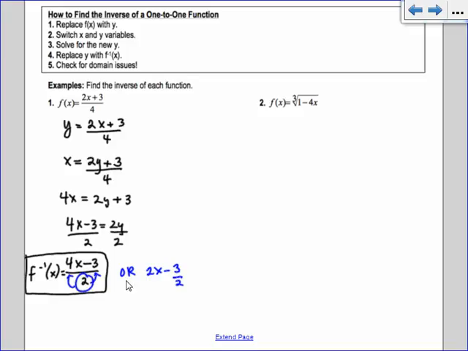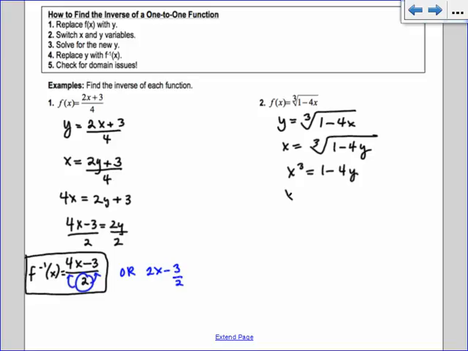All right, so next one. We have f of x equals the cube root of 1 minus 4x. So we have y equals the cube root of 1 minus 4x. We switch our x and y. You with me? We solve for the new y. So we're going to cube both sides.